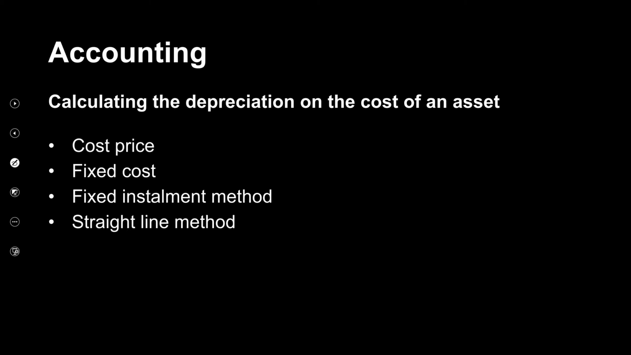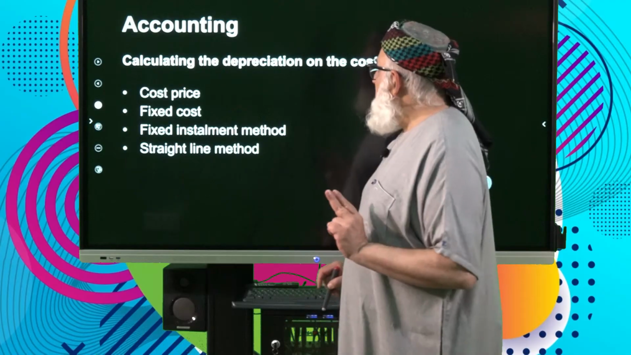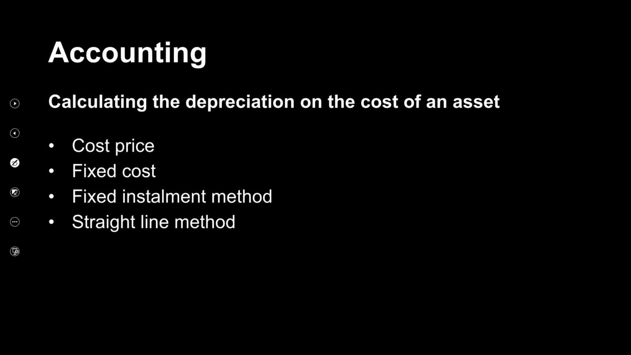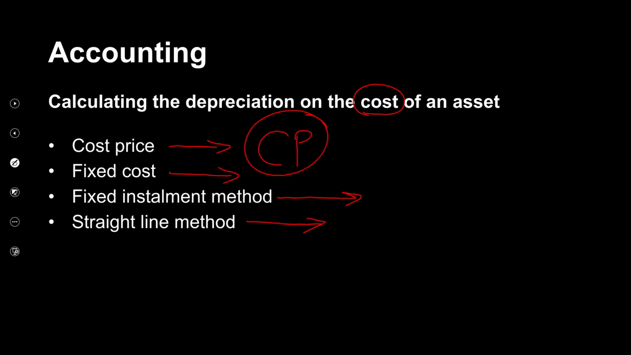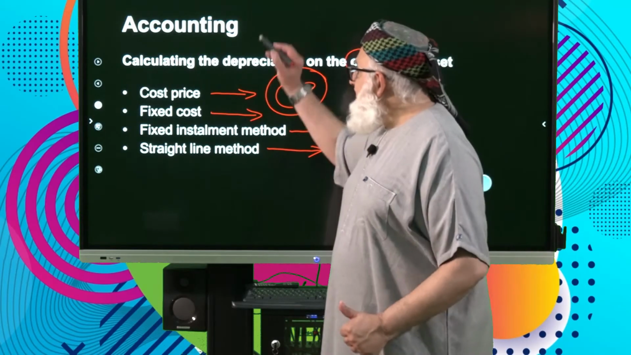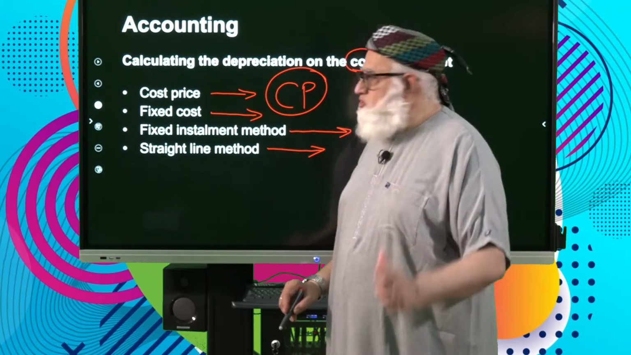Okay, now, when you're calculating depreciation, there are two methods. One is what we call the cost price method. Here, you work with the cost price. You'll notice that it is fixed. Another name for it is the fixed installment method, and another name is the straight line method. What is important for you to know at this stage is that in all of these, you work with the cost price in order to determine your depreciation. Got that? So if any of these methods are mentioned, you work with the cost price.